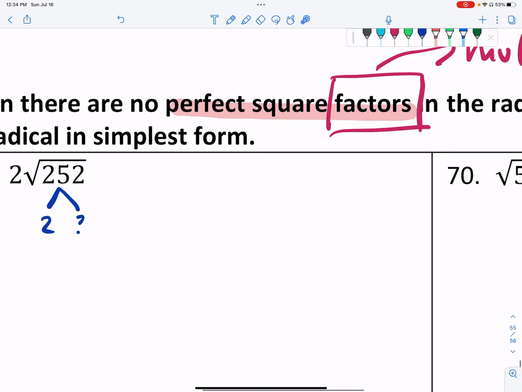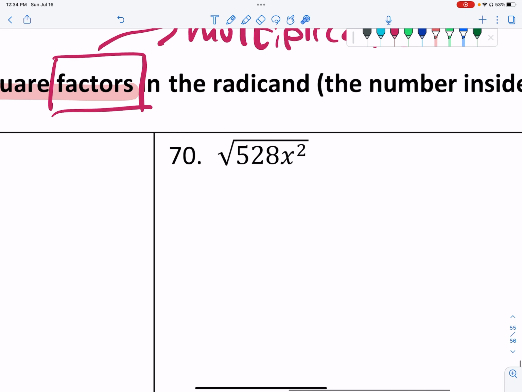All right, to make things a little bit more complicated, on number 70, we have this much, much larger number, 528. Again, it's even, so I know it's divisible by 2. I can start there to make my factor tree. But look at the factor tree for x squared. It's x times x. Remember, squared means times itself. I have a pair of factors, so one of them gets to come out. So one of these x's would get to come out, and there won't be any left inside of the radical symbol.